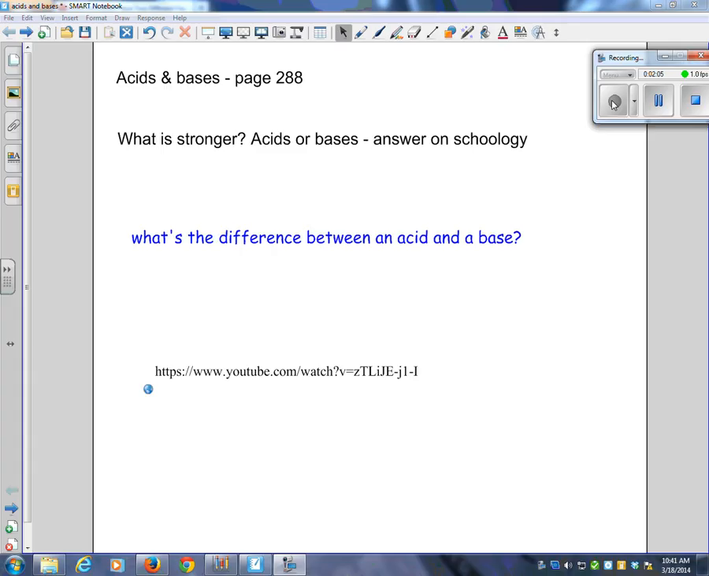Which one tastes sour? Acid. Acids taste sour, and what do bases taste like? Bitter. All right, I'm going to ask a loaded question.